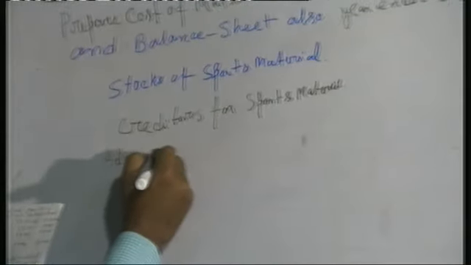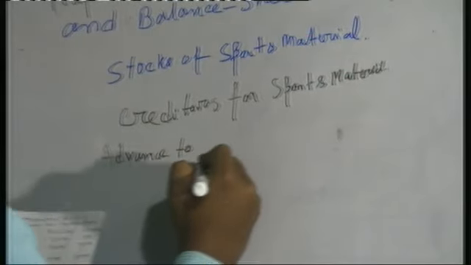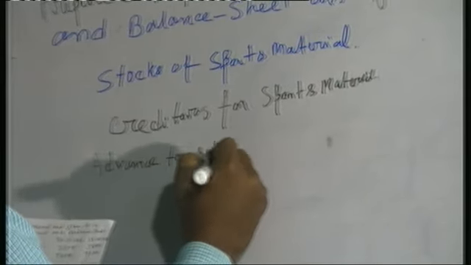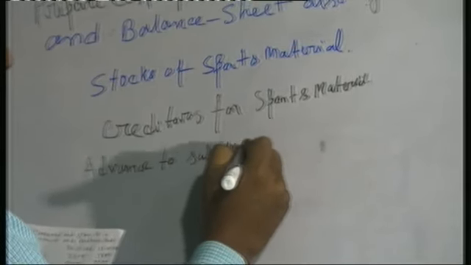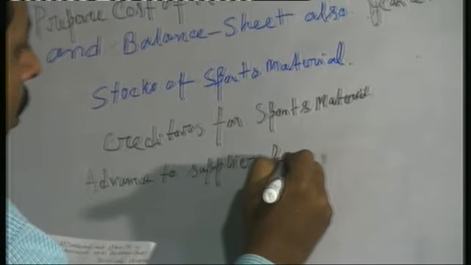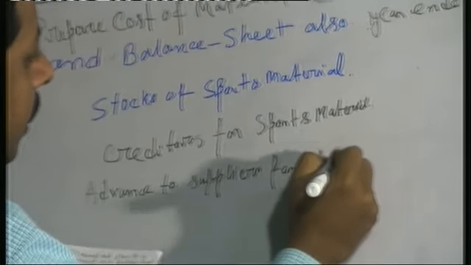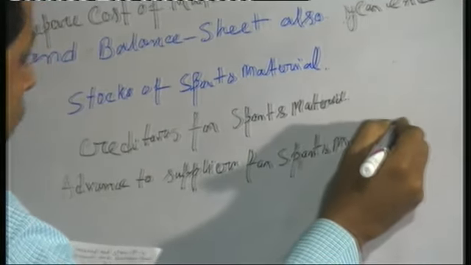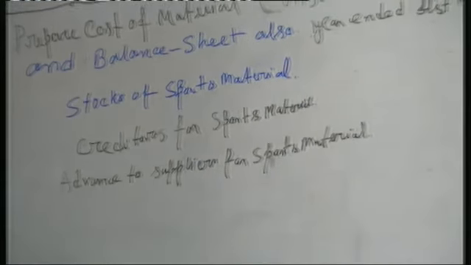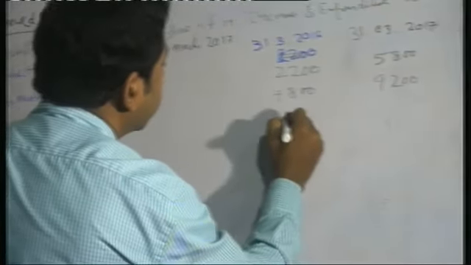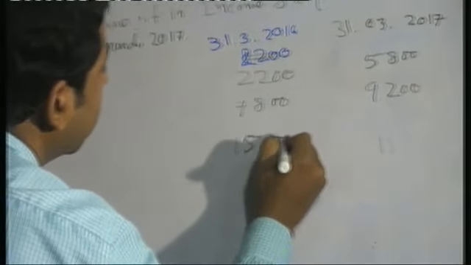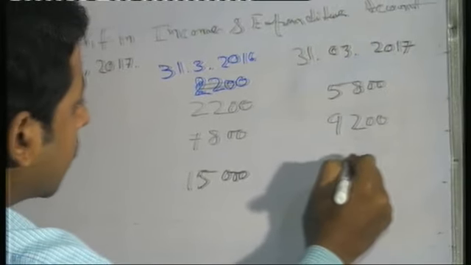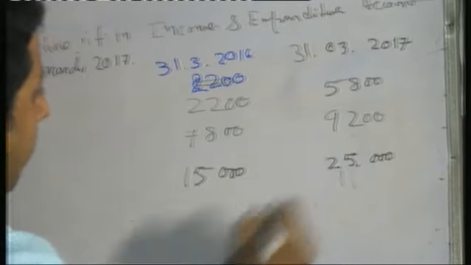Advance to supplier for raw material. What is the amount? 15,000 in opening and 25,000 in closing.